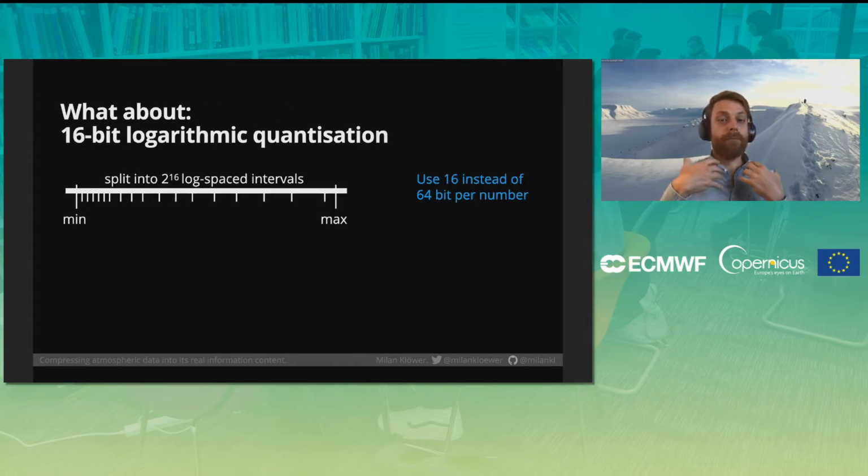And because the data is more logarithmically distributed, there's another approach one could take, which is, we look again for the min, for the max, and then have 2 to the power of 16, this time log-spaced intervals. So there will be more intervals very close to the minimum value and fewer towards the maximum value. And actually, it turns out we can now use 16 bits instead of 64 for every single number.